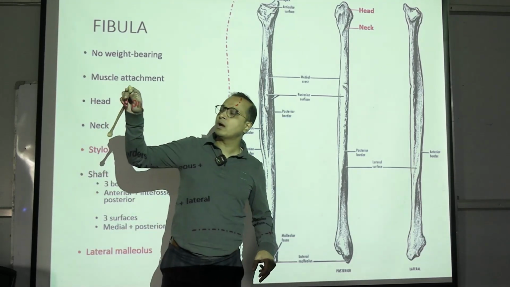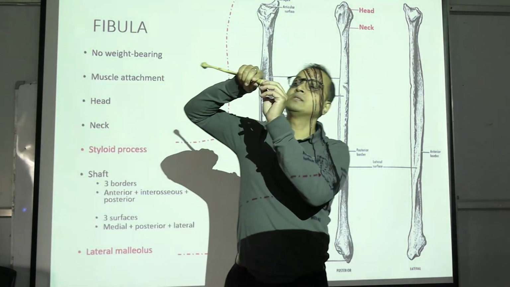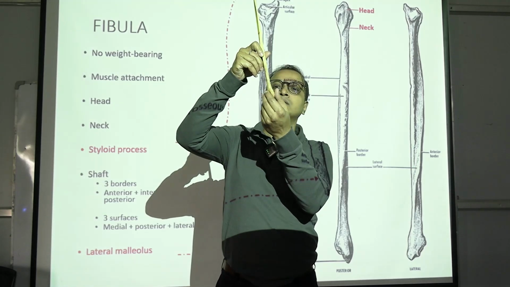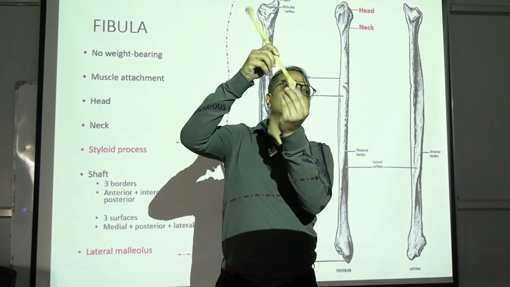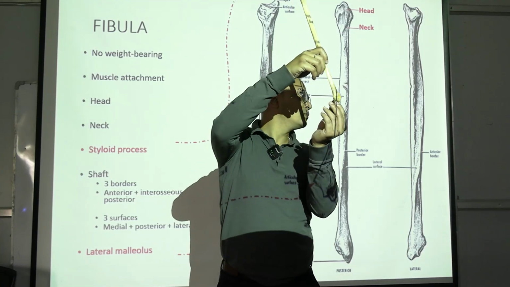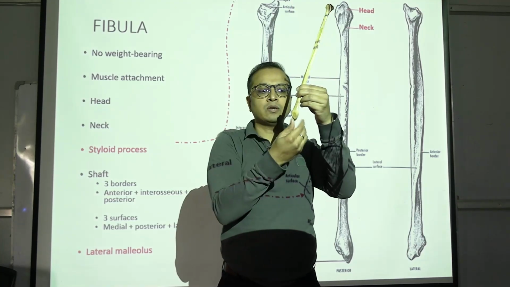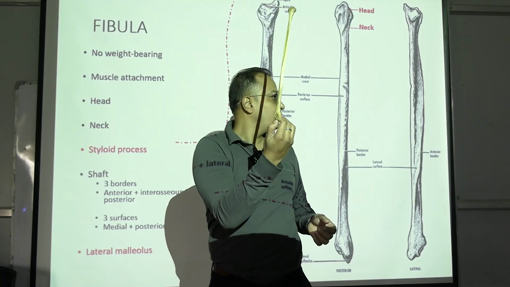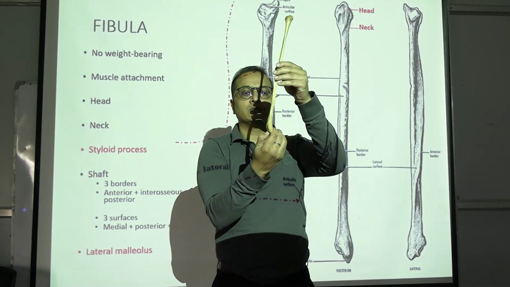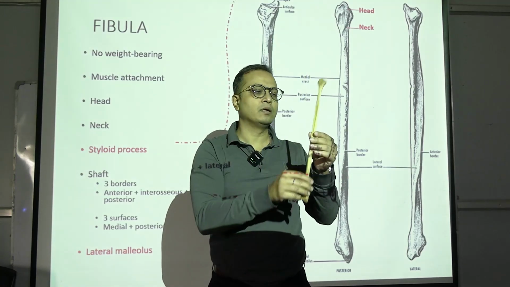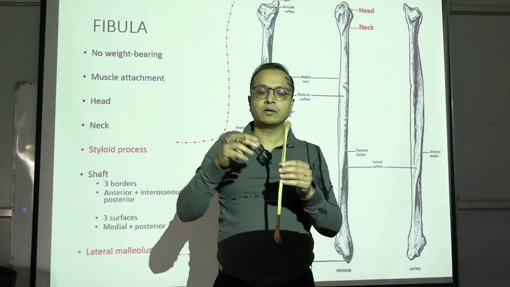So in the lower end we have to identify this. This smooth facet has to be placed anteriorly, and posterior to it, the posteriorly directed depression is known as the malleolar fossa. This is how we hold the bone in anatomical position. Now, this is about the lower end, and this is about the upper end. Then we have the shaft in between. We have 3 borders and 3 surfaces on it.